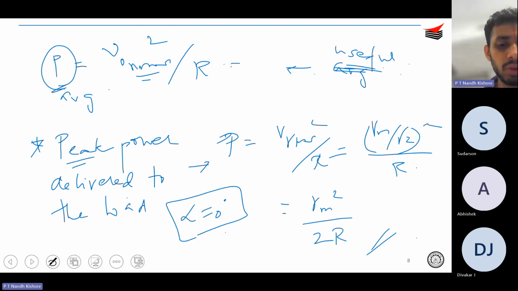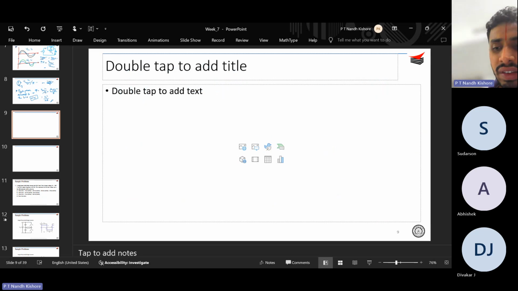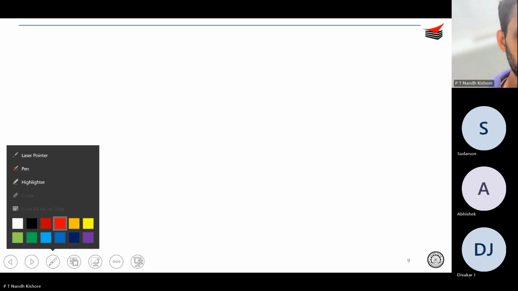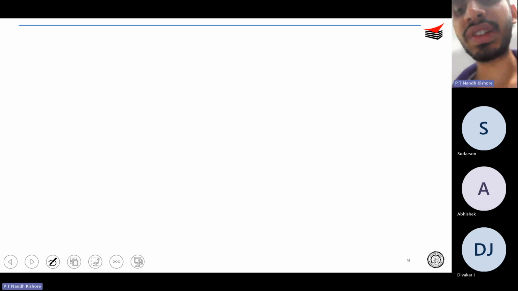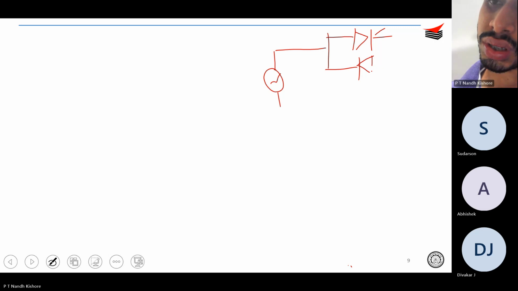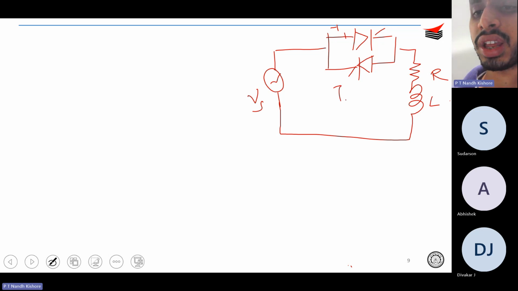If this is fine, please do let me know if you have any doubts regarding this at any point of time. If this is fine, I will move on to the next case. That is, let's say I have an RL load. So let me redraw the circuit, obviously. So you have an RL load, VS, RL, T1, T2.